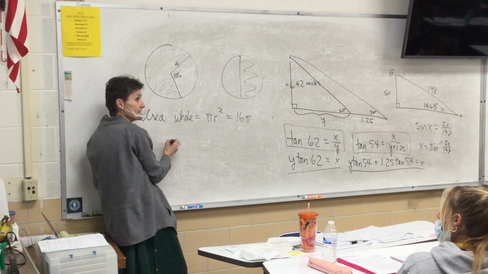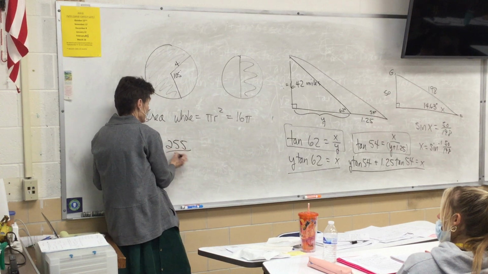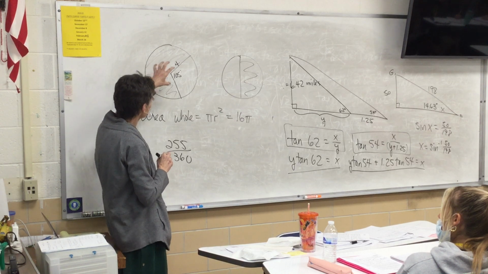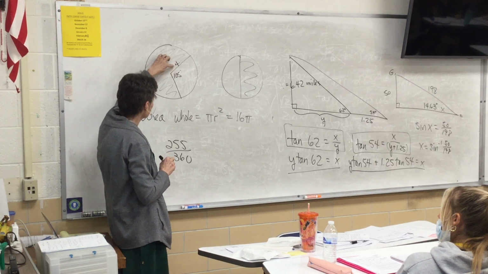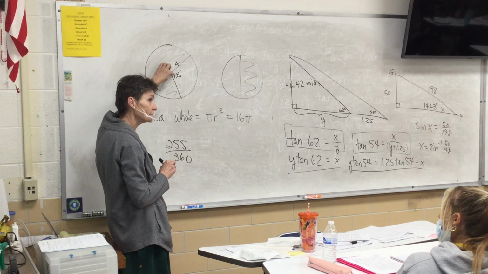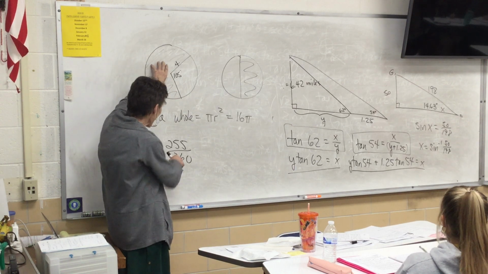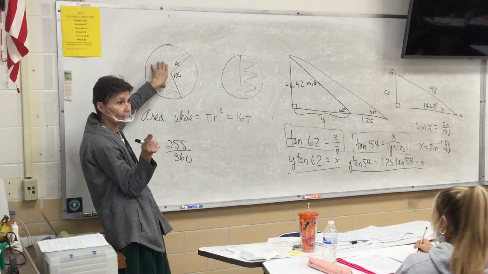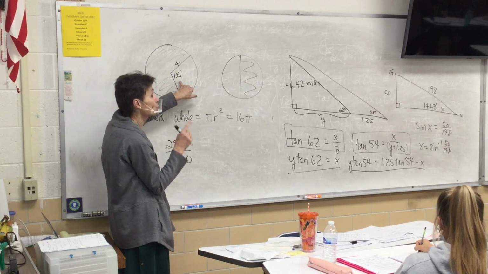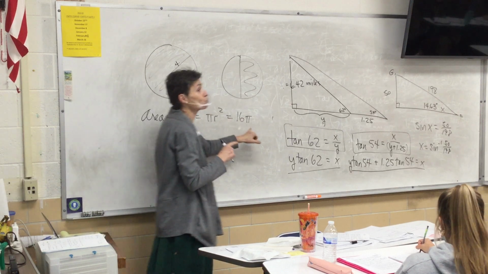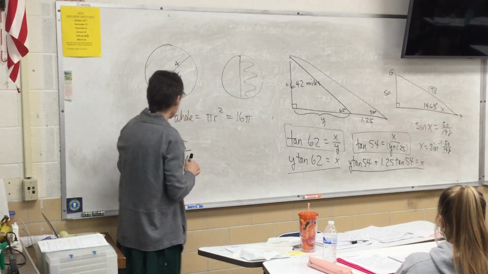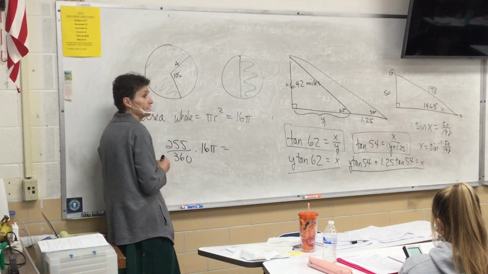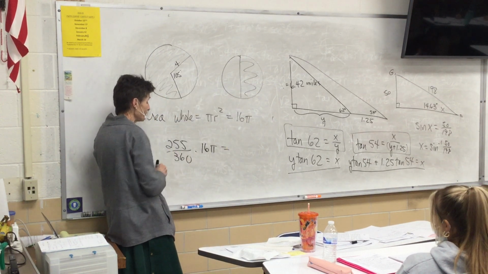255 over 360? Did I subtract right? Yeah. So this angle right here is 255. And that fraction then is what's shaded. You guys understand? You could do it either way. But if you use 105, you have to subtract that from the 16 pi. All right, so this times 16 pi, it's this fraction of the whole.